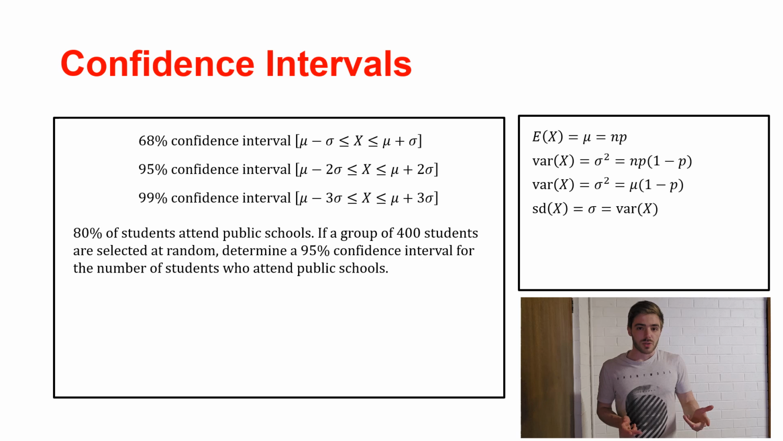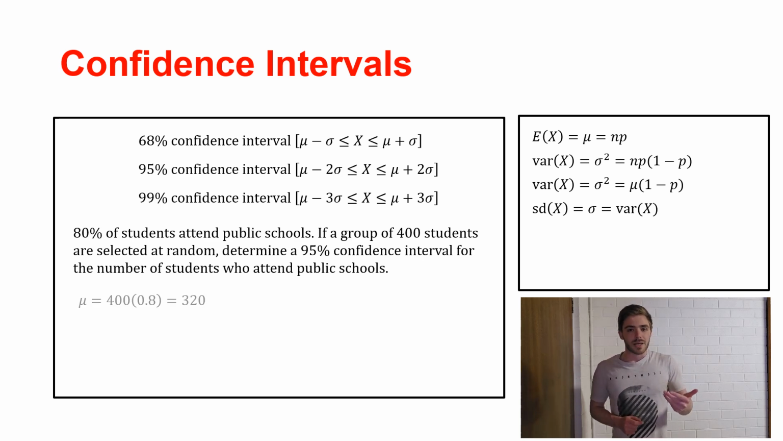For example, we're told that 80% of students attend a public school, and we're grabbing a sample of 400 students to see if we can represent that. If you want to calculate a 95% confidence interval of this group, then we need to know the mean of the group as well as the standard deviation of the group. The mean is calculated by n multiplied by p, where n is 400, since that's the number of total students, and p is 0.8, because that's the probability of attending a public school.